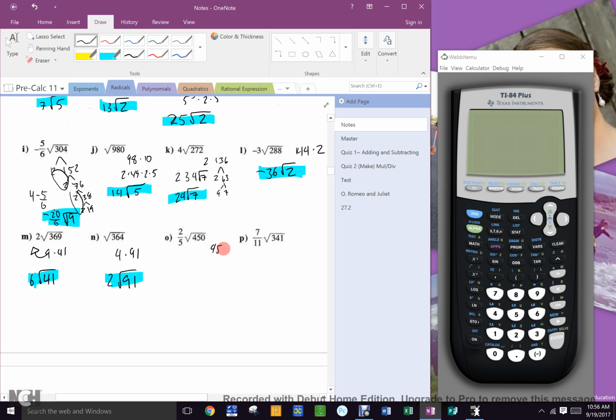450 is 45 times 10, which is 9 times 5 times 5 times 2. 9 has a square root of 3. Out comes a 3. Out comes a 5. There's 2 fifths out there already. I left a 2 under there. 3 times 5 times 2 is 30 over 5, so that is 6 root 2.